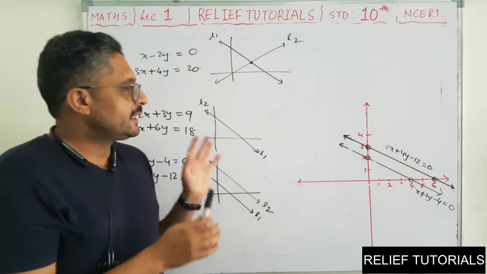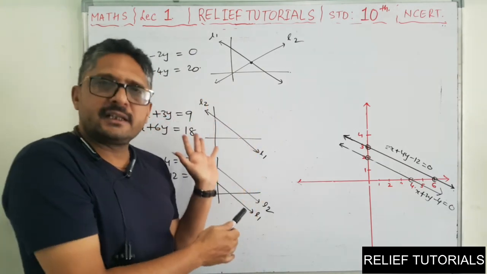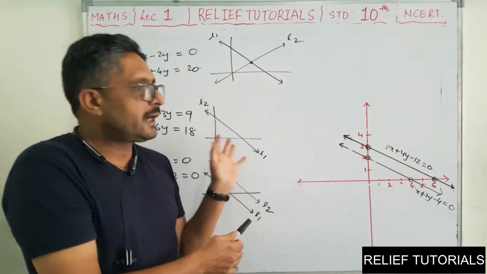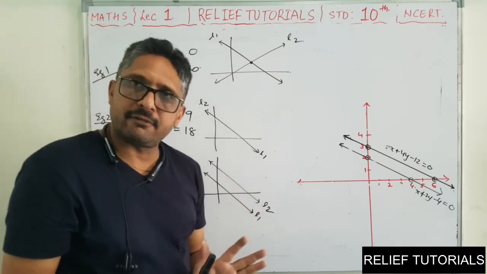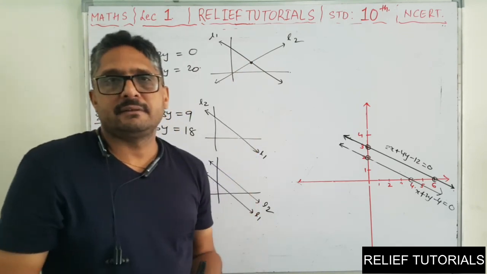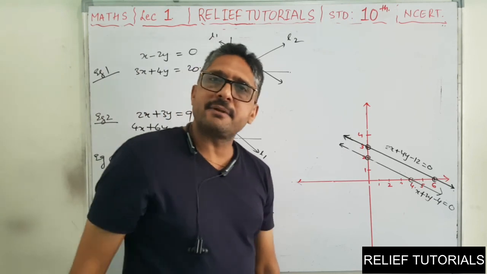So till now you have learned the theory of linear equations in two variables, and you have drawn these three graphs on your graph paper. Okay? The rest of the things I will explain in the next lecture.